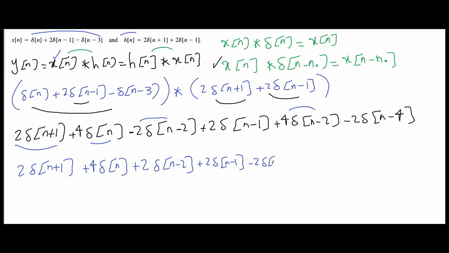Therefore, the final output signal is 2 delta of n plus 1, plus 4 delta of n, plus 2 delta of n minus 1, plus 2 delta of n minus 2, minus 2 delta of n minus 4. If we draw the output signal, the amplitudes are as follows.